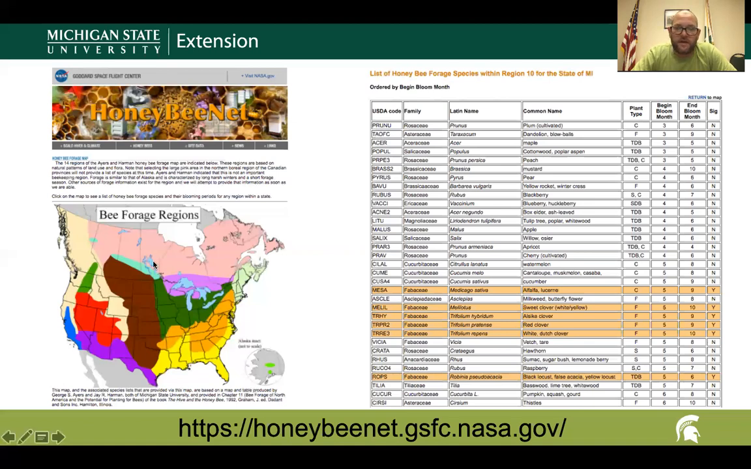So you can see here that they have bee forage regions. You can click on your region, and then it will give you a list of plants that are appropriate for your region. So that's a really great place to start if you're brand new to this and just wanting to actually incorporate some habitat into your landscape.